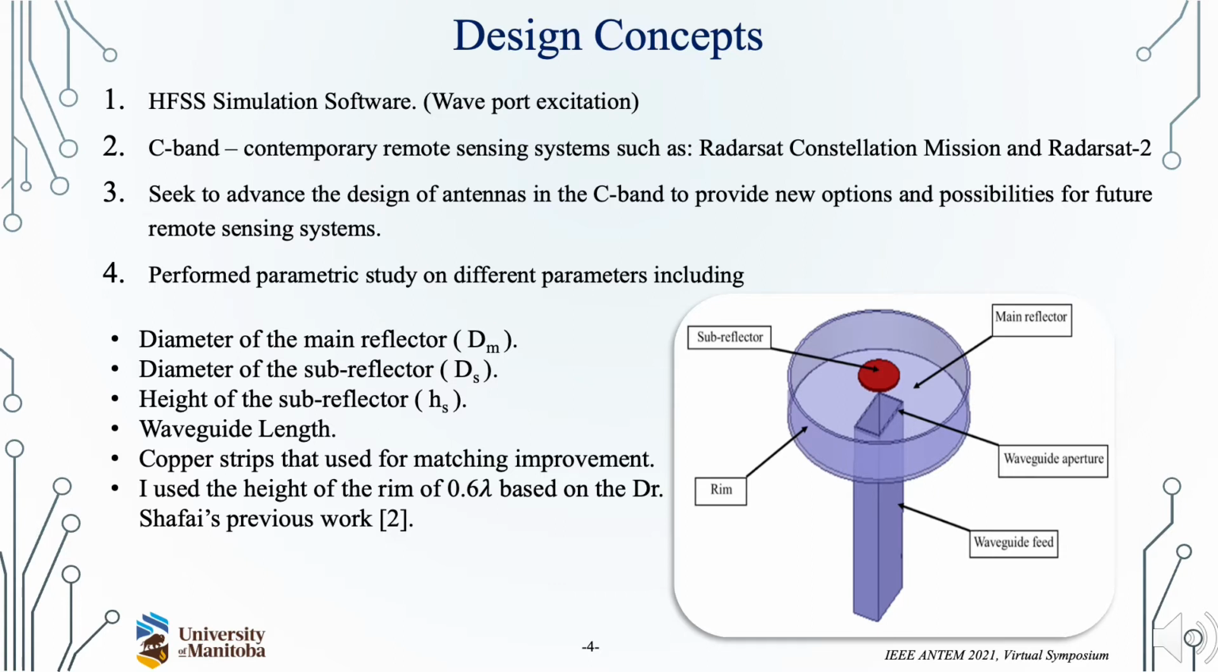This antenna is comprised of different sections, including a main reflector, subreflector, rim, and a waveguide for feeding. As I mentioned earlier in my talk, we plan to design an easy-to-build C-band short backfire antenna, the same frequency as RadarSat-2, and use it for remote sensing. For the design purpose, I used HFSS simulation software and excited the antenna with a waveport. I performed different parametric studies to find out the best dimensions of the design. In the remaining slides, I will show you some of the results of the performed parametric studies.